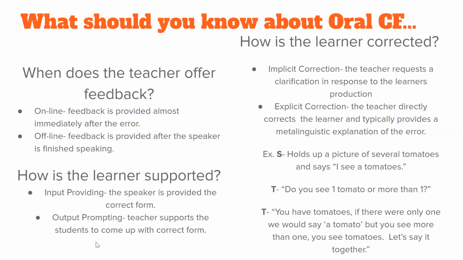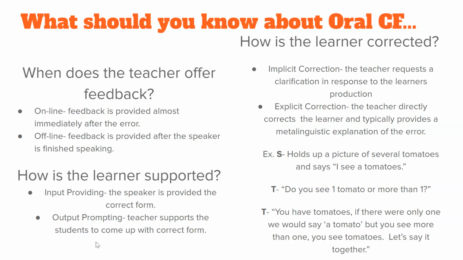And the learner can be corrected explicitly or implicitly. Okay, so an implicit correction, the teacher is going to request some type of clarification. The teacher will let the learner know that their message wasn't understood. Okay, the explicit correction, the teacher directly corrects what the learner said, and usually the teacher provides some type of explanation of the error.